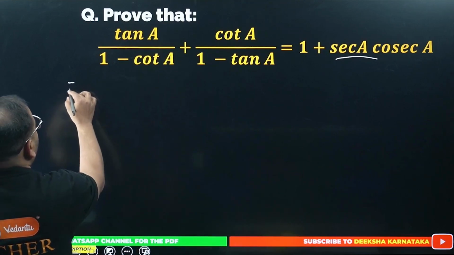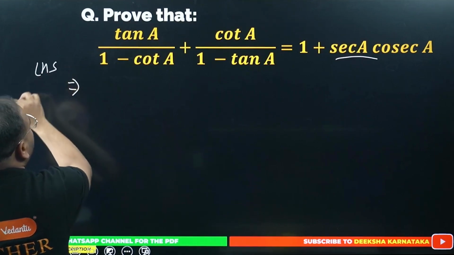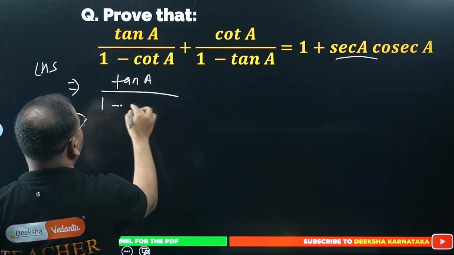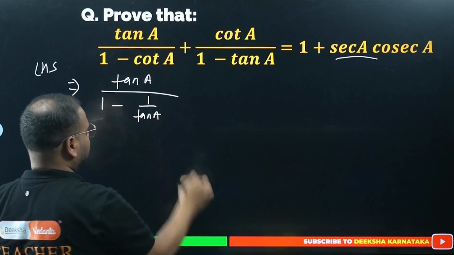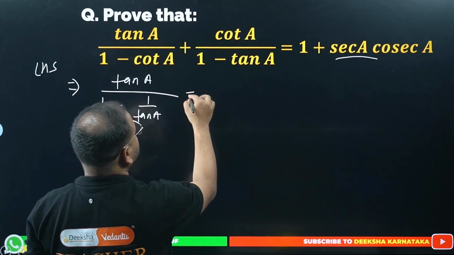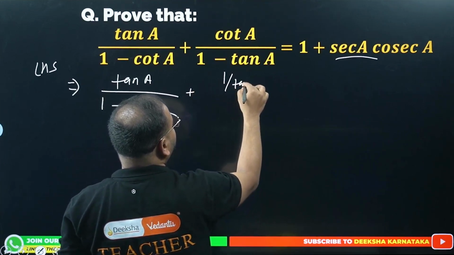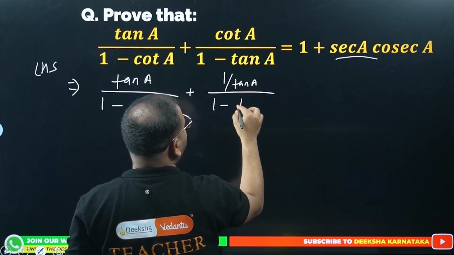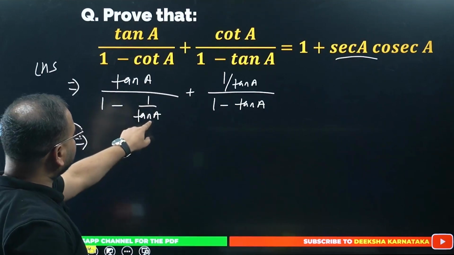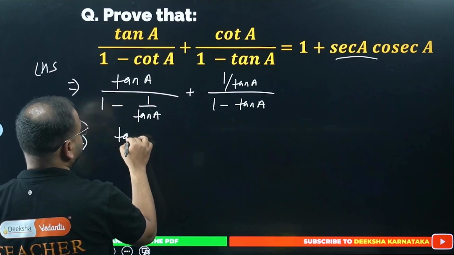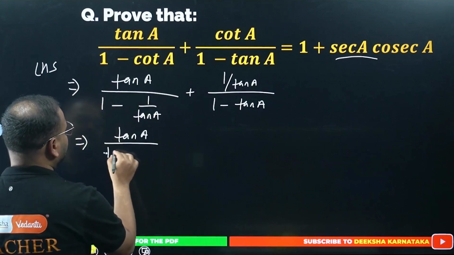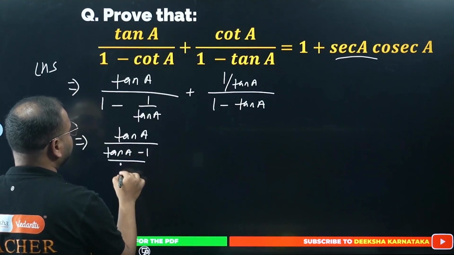Let's do that part. I'm taking only the LHS. So tan A will remain tan A divided by 1 minus 1 by tan A. Cot A becomes 1 by tan A, plus cot A will become what? Numerator 1 by tan A, and this will be 1 minus tan A. Only the LHS we are doing. If you take the LCM in the denominator, this will become tan A by tan A, so I can take tan A minus 1 by tan A.